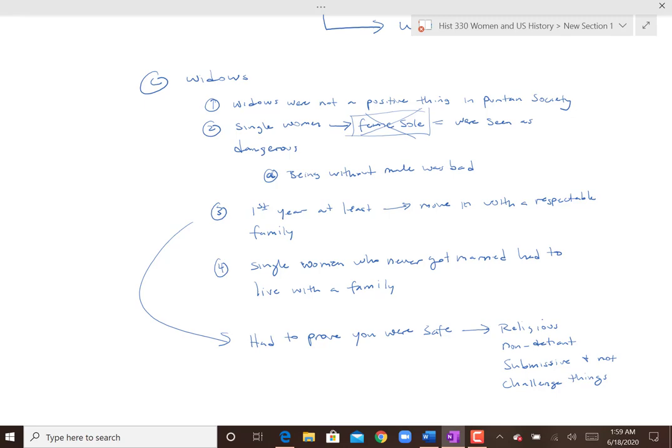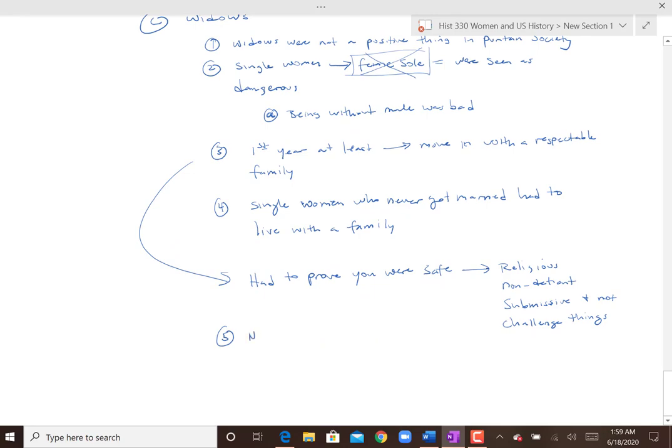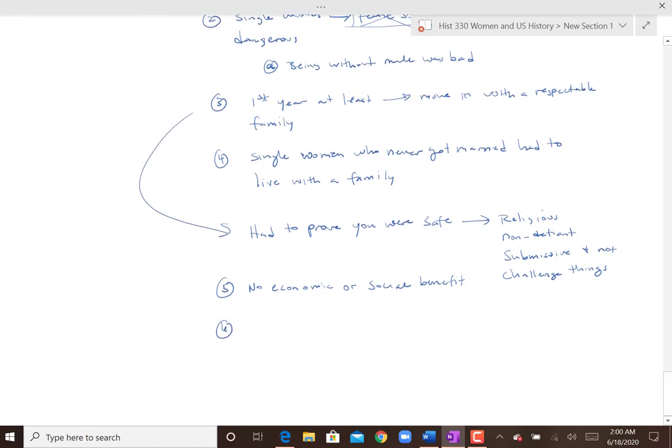So being a widow in Puritan society, there was no economic or social benefit, right? You didn't get the femme sole, you didn't get the money from your husband. There was no benefit to being a widow. Widows were largely looked on as potentially dangerous, and so everyone kept an eye on them. And yet at the same time, remarriage was rarely allowed. Remarriage was not common, because you had to get approval, and that rarely happened.